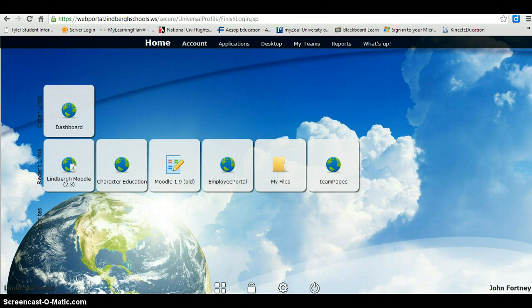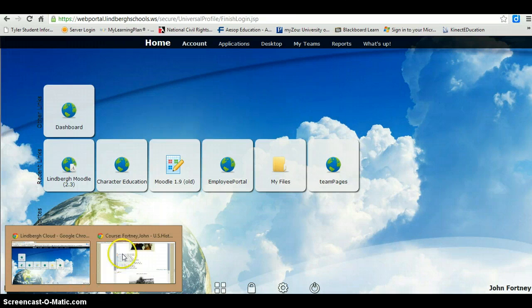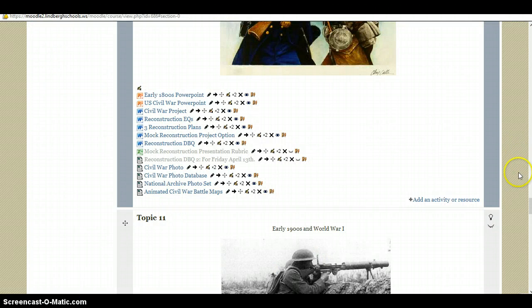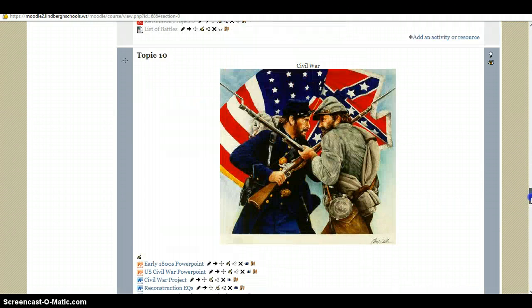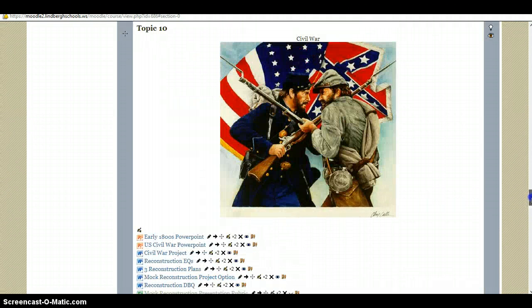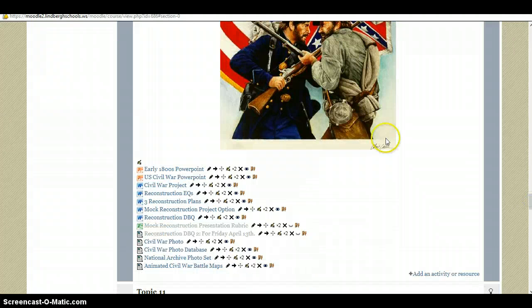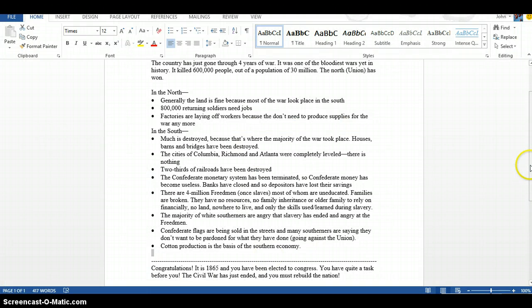So here's what we're going to do. We're going to start in our Moodle. So go ahead and log into your Moodle. As you can see, I got the cloud up. As you log in, hopefully the only thing that should be showing is your Civil War thing. We're going to click on what's called the Mock Reconstruction Project option. Long name, I know, I need to edit and change it, and I'll work on that. When you click on that, it's going to bring up a Word document, and that's what you're going to see.